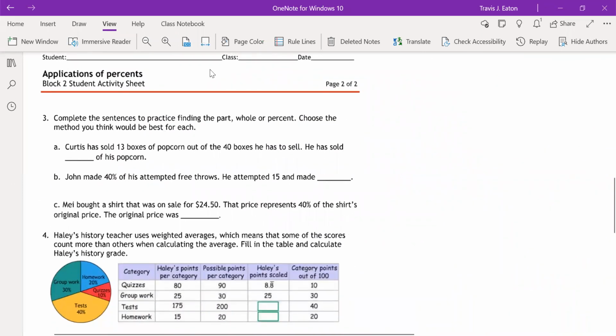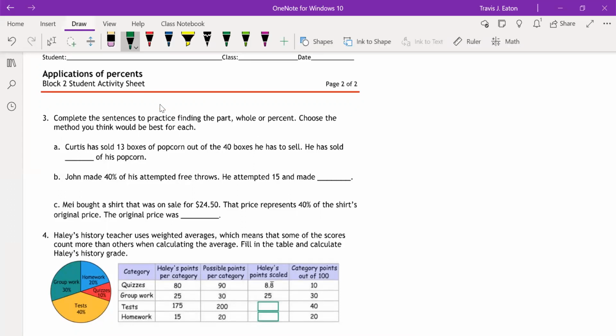It says to complete the sentences to practice finding the part, whole, or percent. Choose the method you think would be best for each. Well, there's a sentence for each of these that we could find out, and there's also, of course, a proportion. I kind of like the proportion because it's the same every time, or with very little variation. Let's look at question number A.